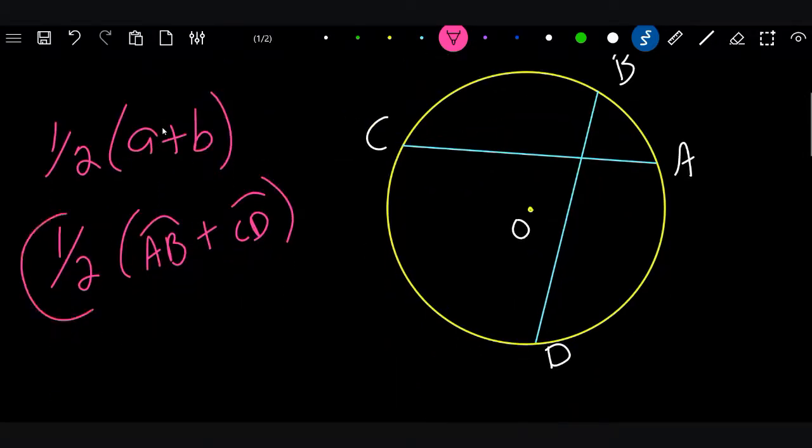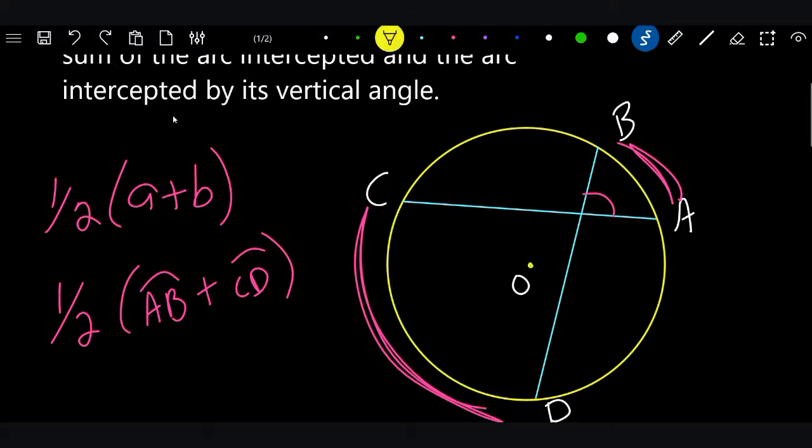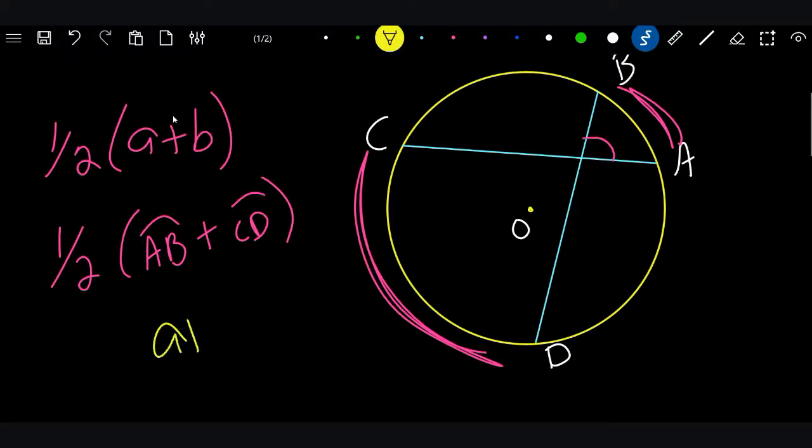So 1/2 of these two arcs added together. Which arcs? Well, if we're measuring this angle, it would be this arc and this arc. We have to add them together and then divide by 2. That's the easiest way. The other way to write this, I guess, would be to just do A plus B divided by 2. That would work as well. So multiplying by 1/2 or dividing by 2, it's the same thing. You're going to get the same answer.